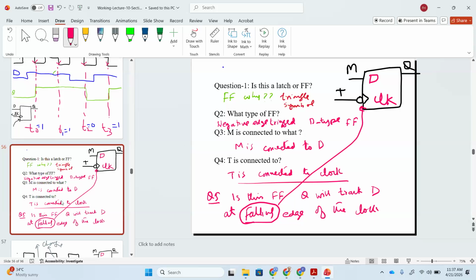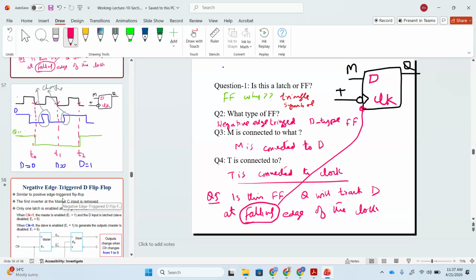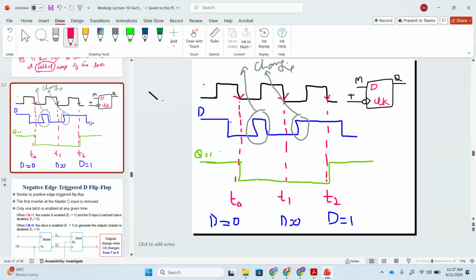I'm not hearing a response. This is not a good sign. Yes, yes, yes. Okay, good. Now can you see here? We covered this one, the negative edge trigger. So now, if you see here, what are you going to do?